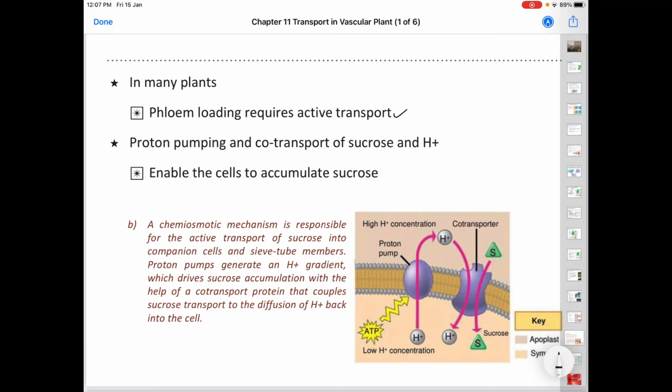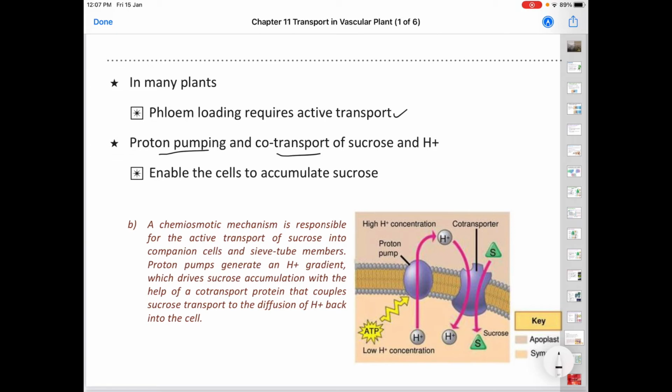In many plants, phloem loading requires active transport. In most of the plant, the movement of sucrose into sieve tube members needs active transport. This also involves proton pumping and co-transport, similar to the xylem.